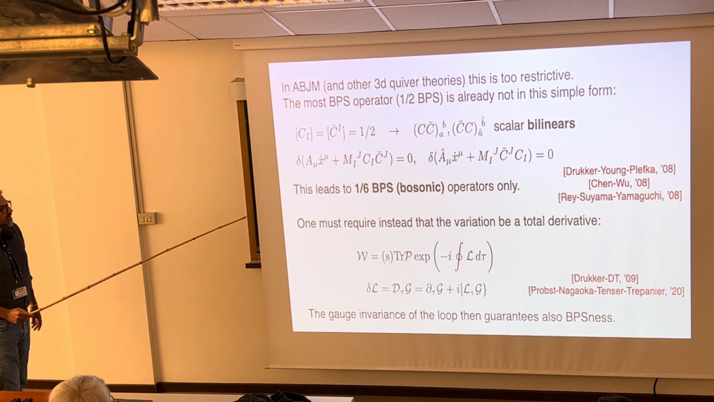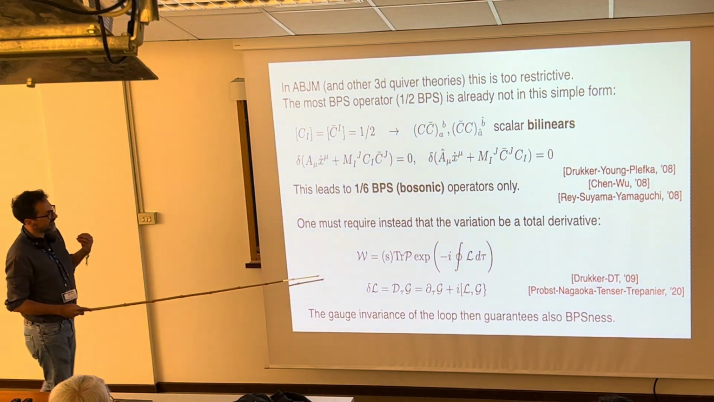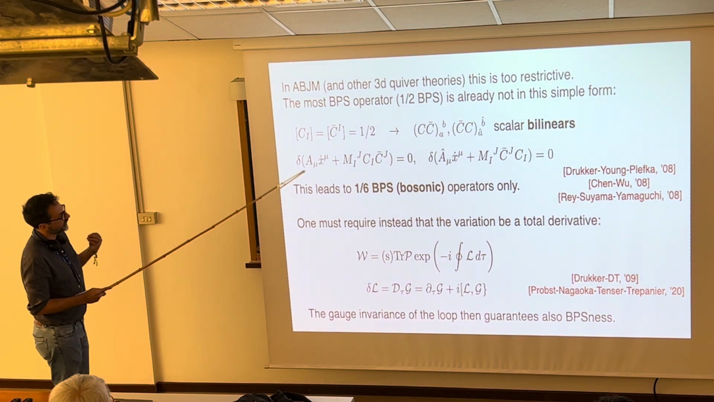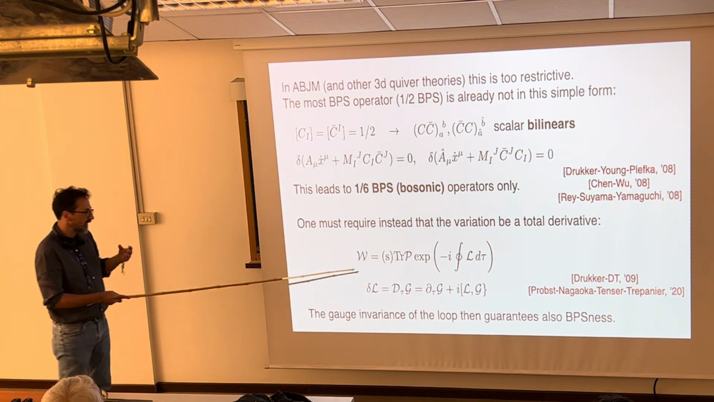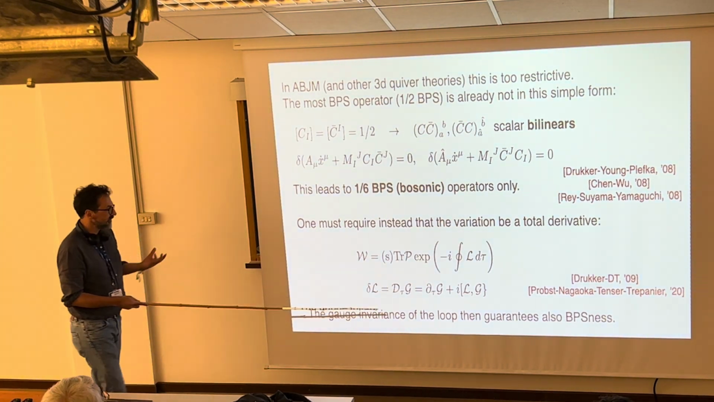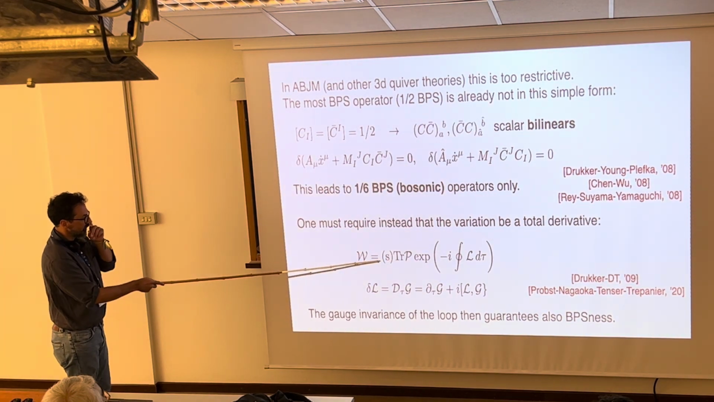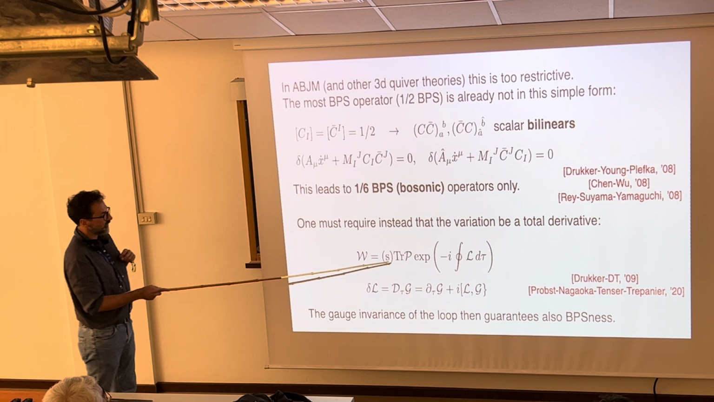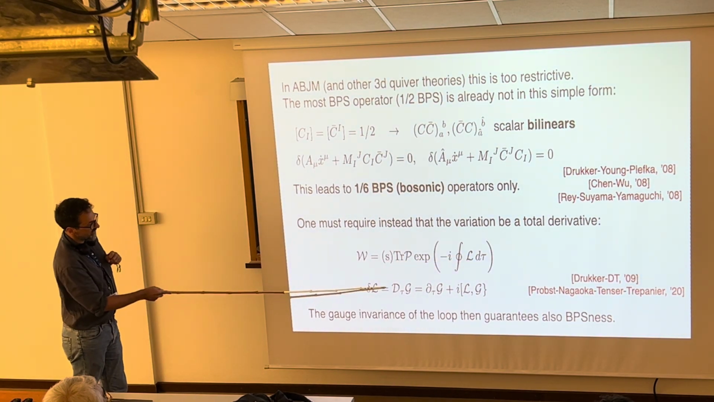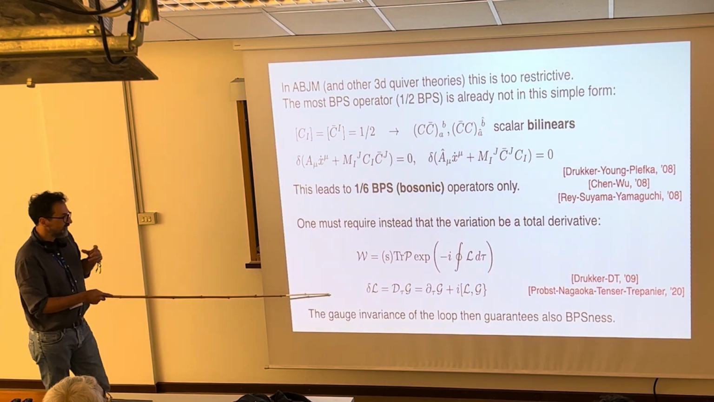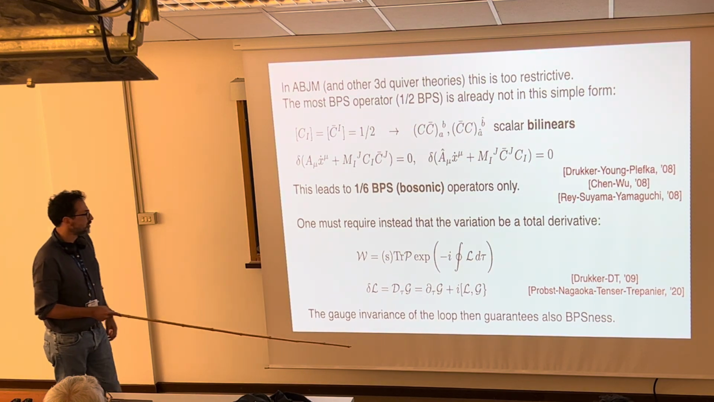And so what you actually need to do is require that the variation of the exponent is not equal to 0, but is some total derivative. And so you define, and I'm going to explain where this S comes from, you have some connection, and then you require that the variation of the connection is a total derivative, so that gauge invariance of the loop guarantees BPSness of the loop, okay?